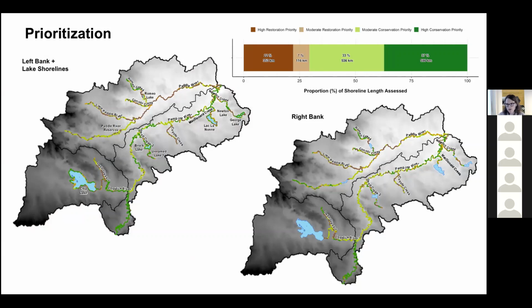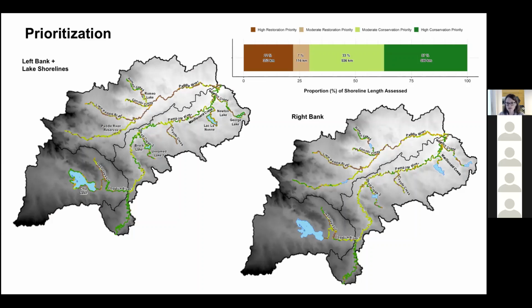the mapping examples, you can also create similar types of data and information for the pressure assessments as well as the priority assessment. So here I'm just illustrating for you the overall conservation and restoration priority for the mid-Pembina, and then also how those areas spatially are mapped based on the left and the right bank.